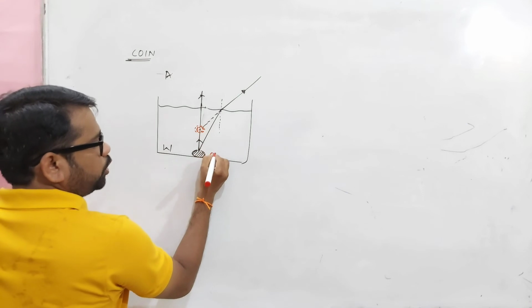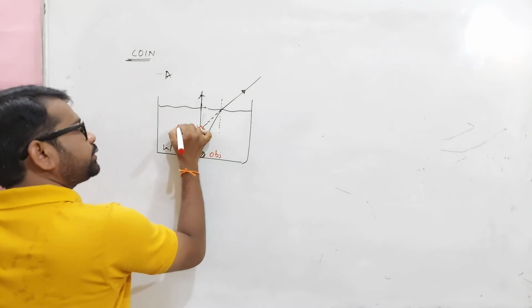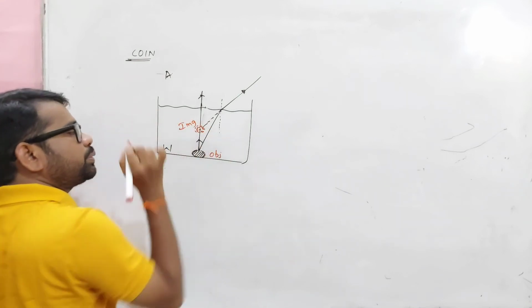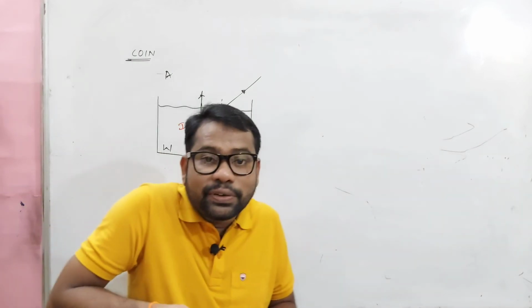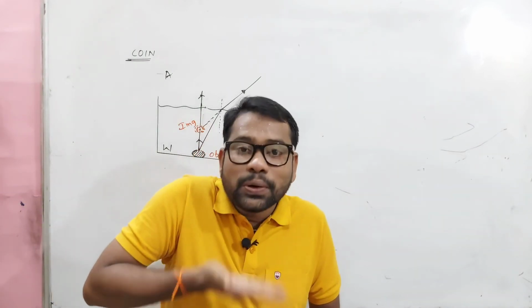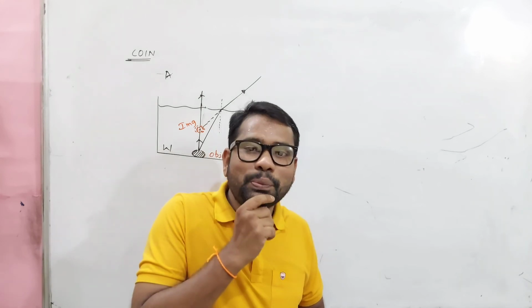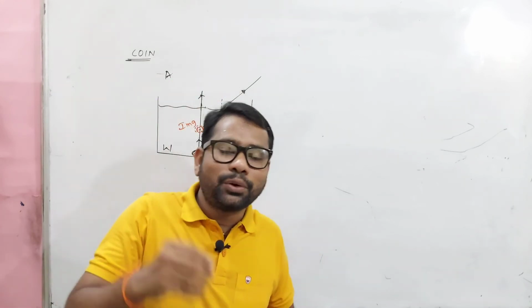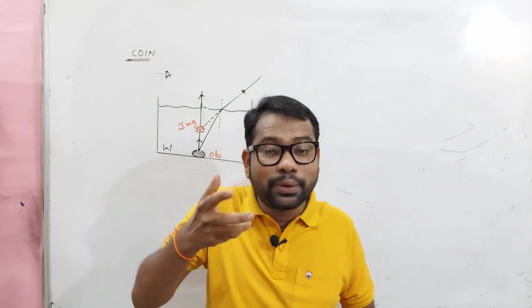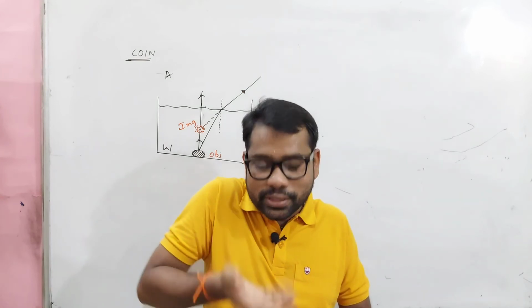So here is where the object is placed. This is the image of the coin that appeared, meaning the coin appears as if it is raised. It appears very close to us. So in the case of a bird observing the fish from above the water, how does the fish appear to the bird? Very close, right?